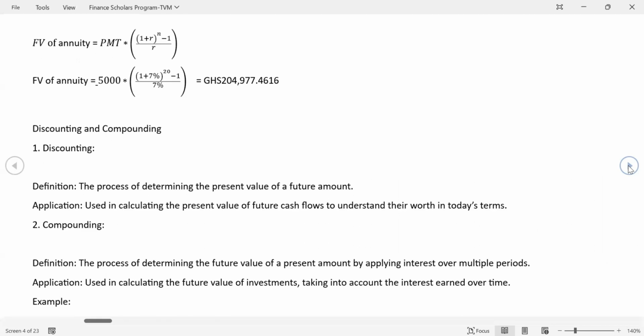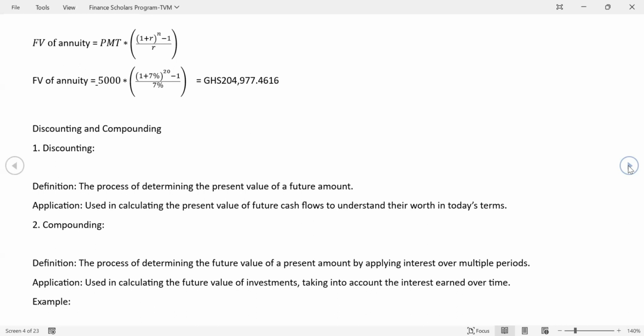Let's look at it. The future value of annuity is the annual payment, which is PMT, multiplied by 1 plus R to the power N, minus 1, divided by R. This is the formula. You use it to know how much you earn if you invest money annually into a fund, not a one-time deposit but regular interval deposits. So the future value of annuity uses your 5,000, the annual money you'll be putting into the fund, your rate of 7%, and the 20 years. Substitute into the formula and you get your answer. All right, just check the answer for me. I'm sure it's correct, but just in case.